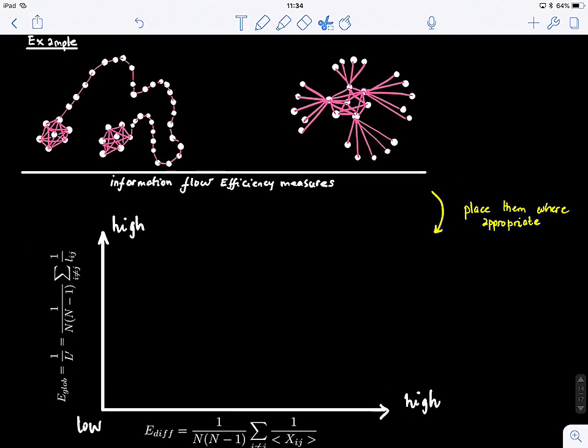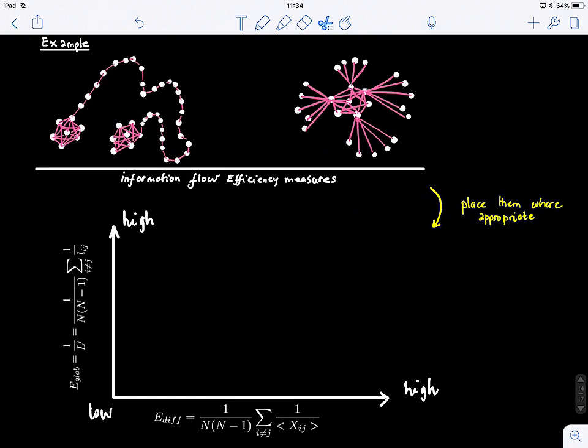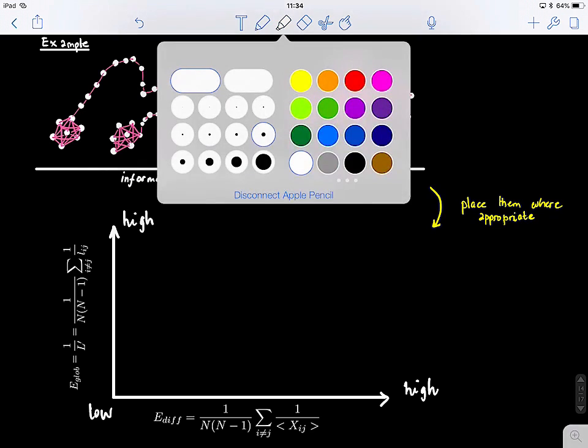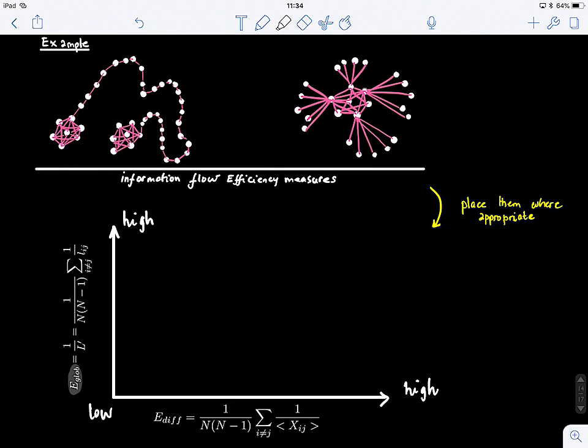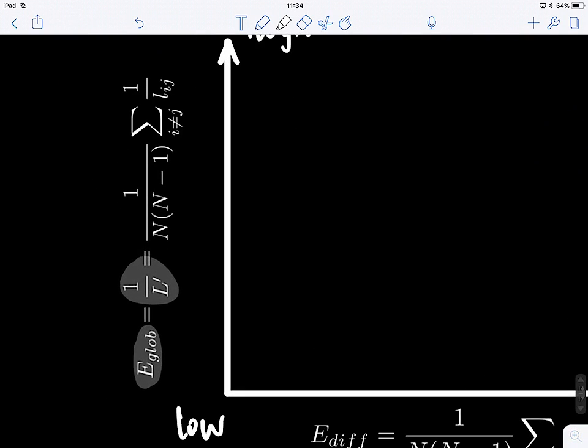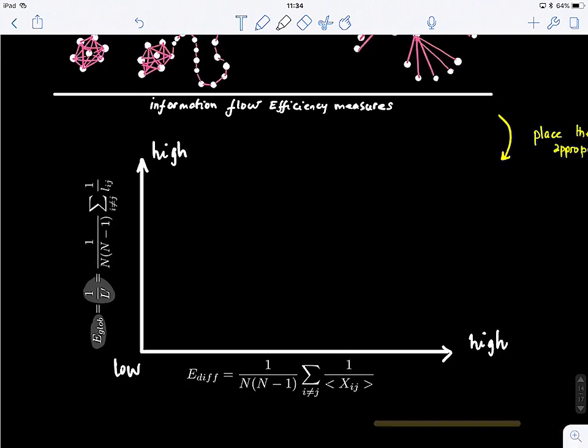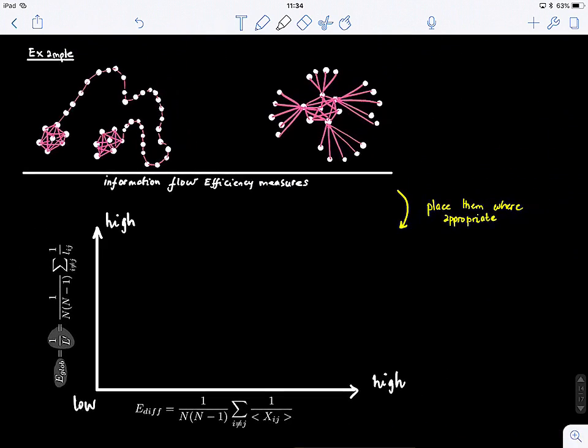Going back to the beginning of our story, we have defined, using the shortest graph routing, the E global, okay, which is the inverse of the harmonic mean. You guys remember this formula from the beginning of lecture 5, okay? And in this lecture, we have defined the diffusion-based efficiency, okay? Now, you both know how to compute this. We can use Dijkstra's algorithm. Actually, this could be a very nice homework.